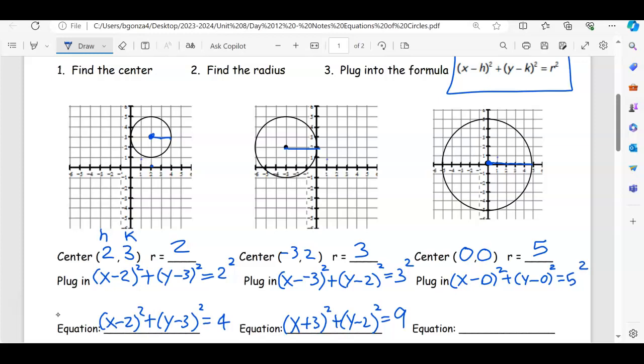Now, usually you don't see x minus 0 because what is x minus 0? If you take away nothing, it stays the same. So that's really just x squared. So when you have a 0, the parentheses and the 0 go away, okay? So it's just x squared plus, and then y minus 0 squared is really just y squared. And then 5 squared is not 10. 5 times 5 is 25. Okay.